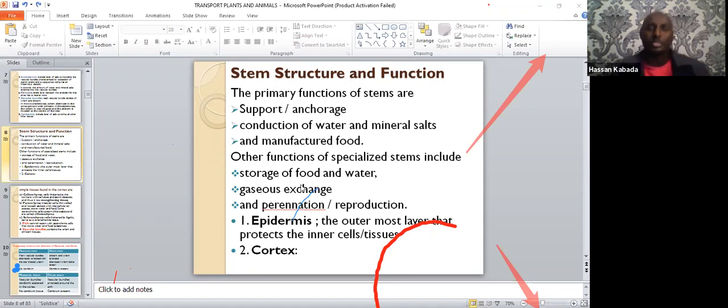Any question before we come to the stem and the function? So we've seen the structure of the roots, the functions of the roots, and how the roots are modified to carry out the function. One of the modifications is the presence of the root hair cells that are themselves modified so that they ensure enough water and mineral salts are taken in.